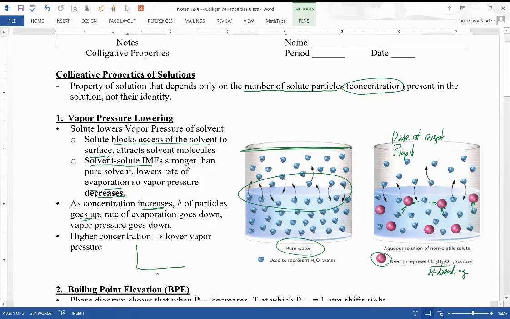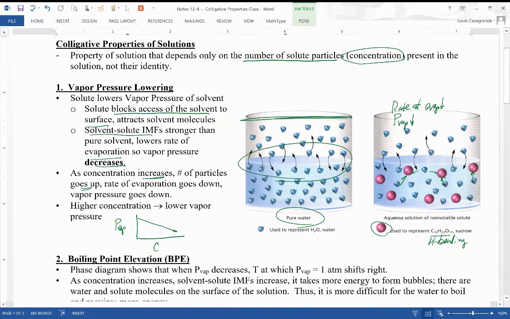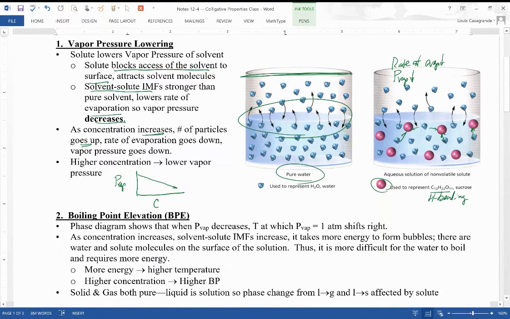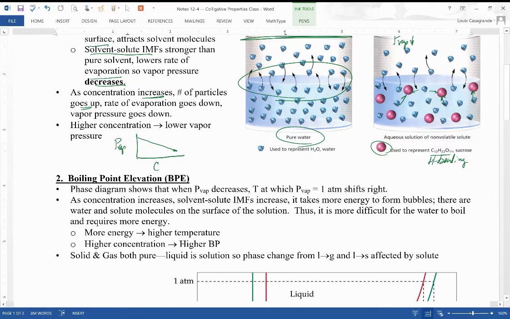If we have the concentration on the x-axis and the vapor pressure on the y-axis, we're going to see a decrease. And I'm not sure if this is linear or some other function. The vapor pressure goes down as the concentration goes up. So this is the first of the colligative properties. The rest of them kind of follow from this one, which is why we cover this one first. So in this case, the vapor pressure goes down.